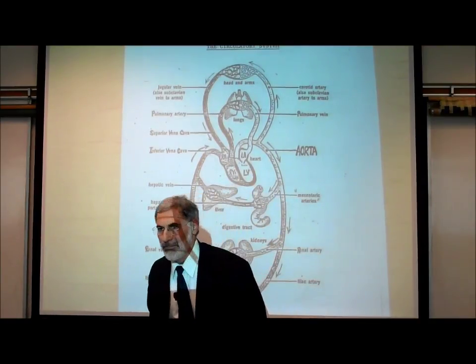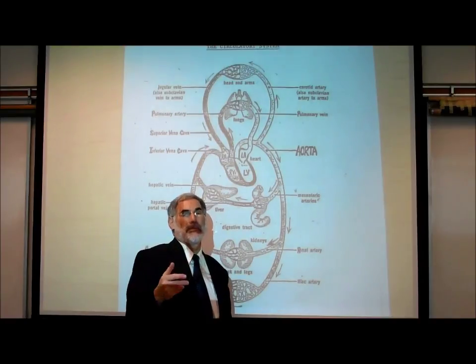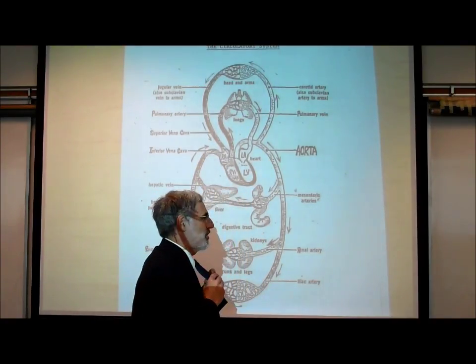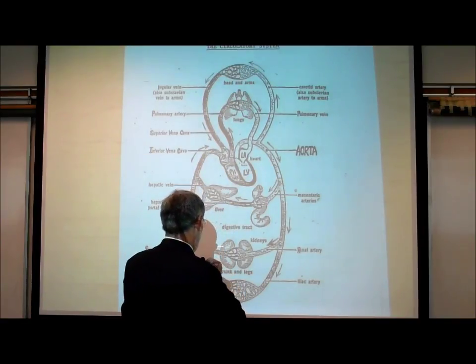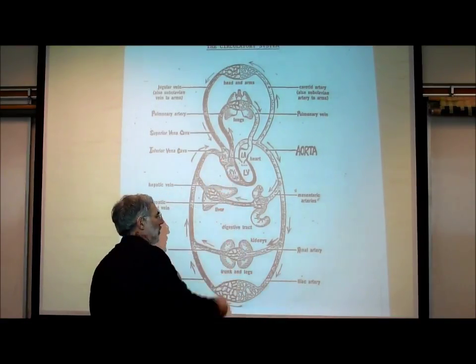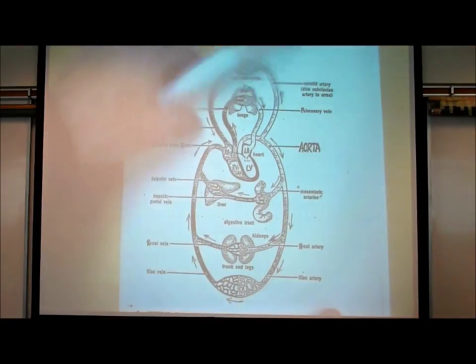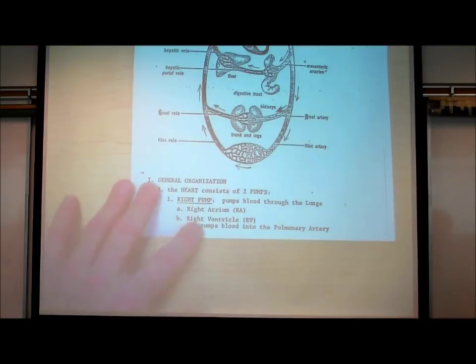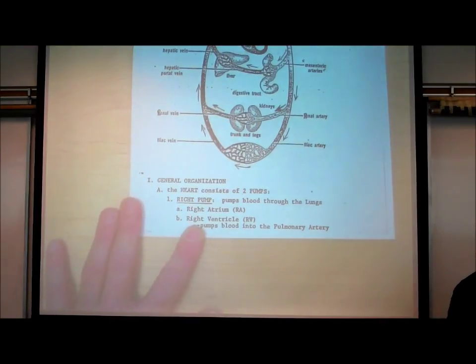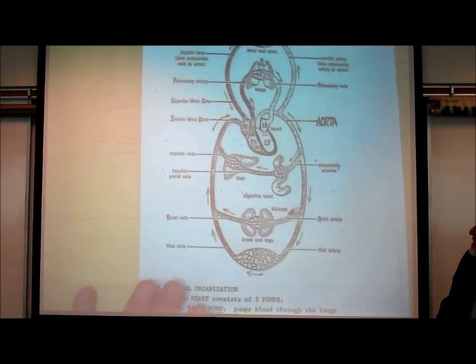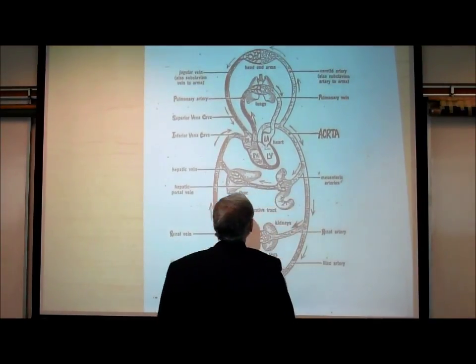Now, each pump, each heart is made up of two chambers. An upper chamber called an atrium and a lower chamber called a ventricle. So you'll notice RA for our right atrium, RV for right ventricle. Incidentally, these terms are listed right here at the bottom of the page, you can see right atrium and right ventricle, RA and RV. All right, now, on the other side is the left atrium and left ventricle.